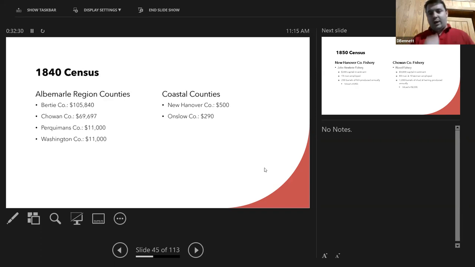And here's a good example. These are capital investments in commercial fishing operations in 1840. In the Albemarle region, people are investing tens of thousands of dollars in herring and shad fisheries, while in coastal communities like New Hanover and Onslow County, people are just investing hundreds.